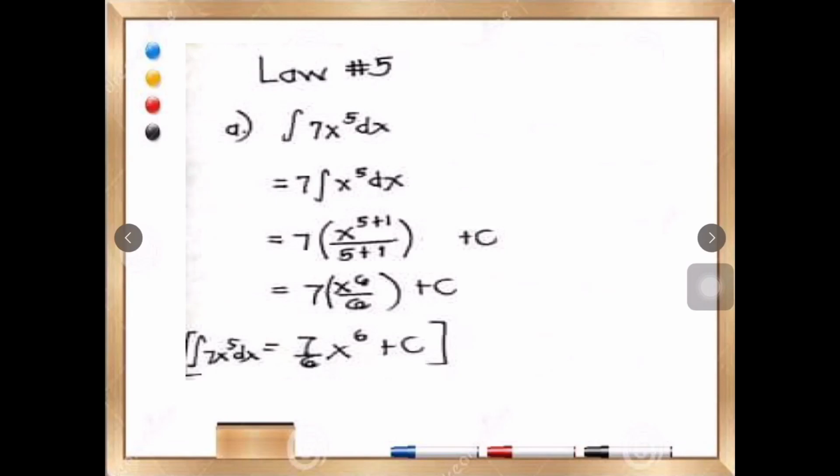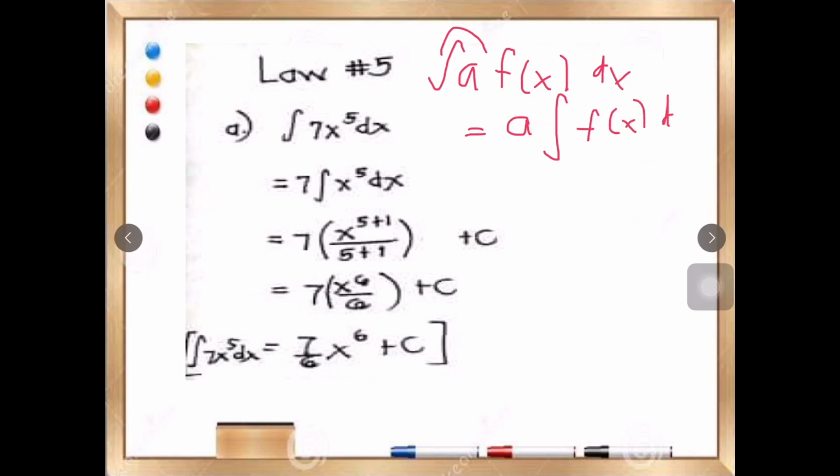In our law number 5, we know that the integral of a, our constant, times f of x dx is equal to a, taking out our constant, times the integral of f of x dx. Okay, let's try an example. The integral of 7x to the 5th dx: we take out the 7, then integrate x to the 5th dx.